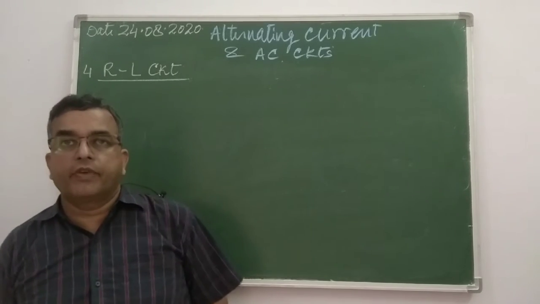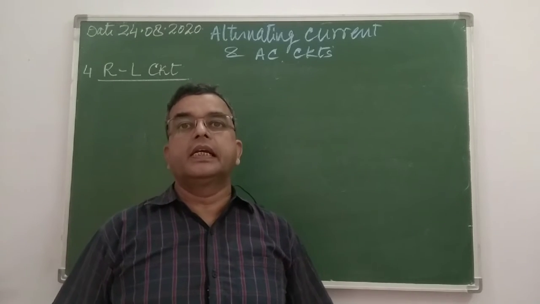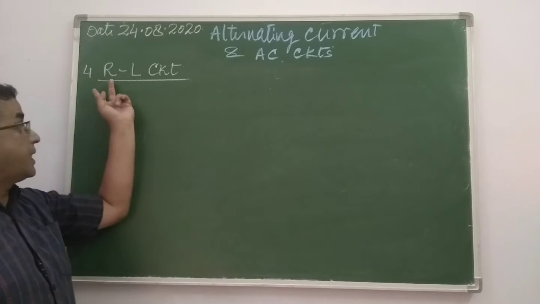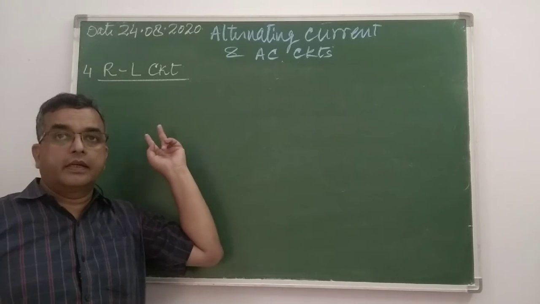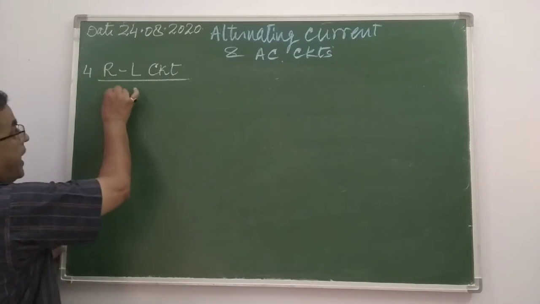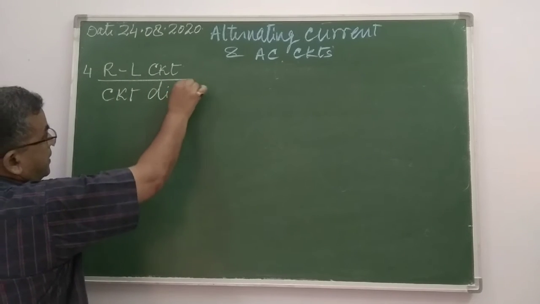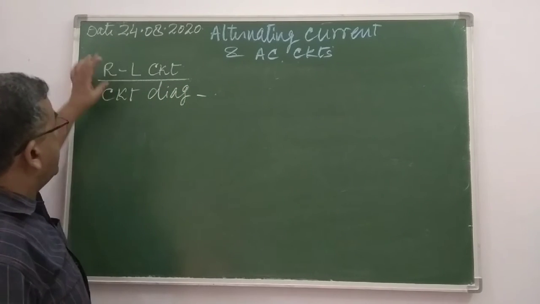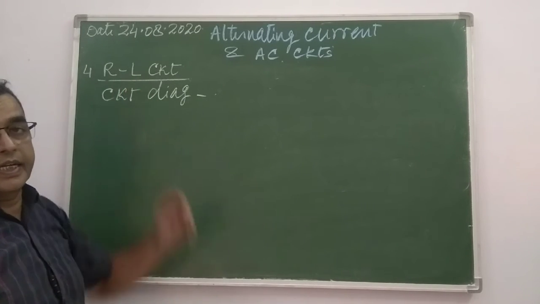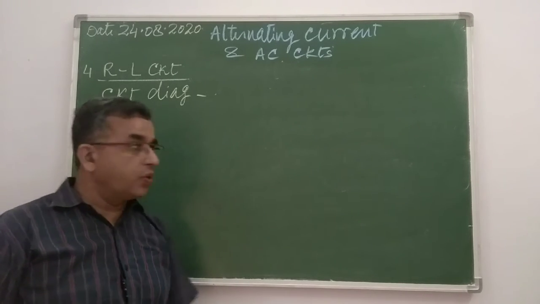Yes, in continuation with the AC circuits, we have revised the previous one. Now the new topic is the AC circuits consisting of resistance and inductance, the RL circuit. So, the circuit diagram of this: in this circuit, a resistor of resistance R and a coil of inductance L are connected in series and joined to an AC source as shown.